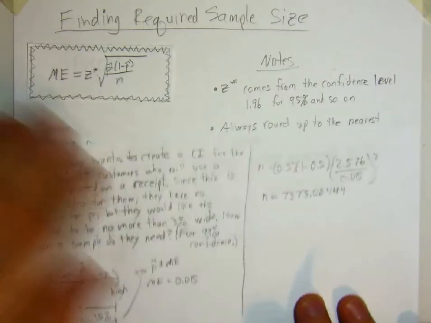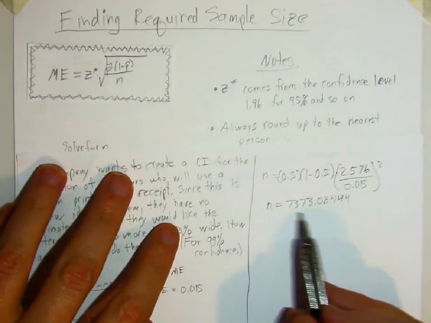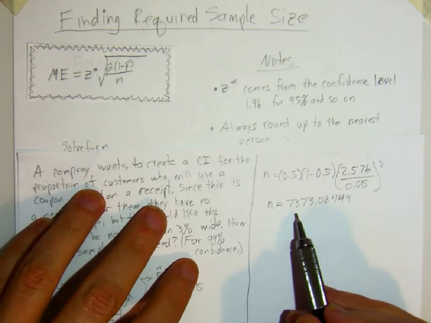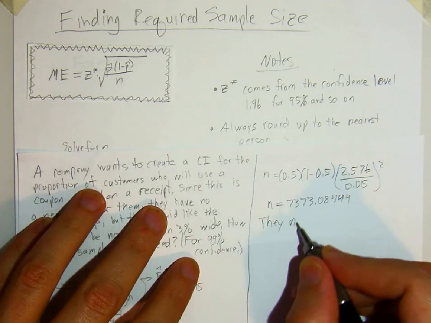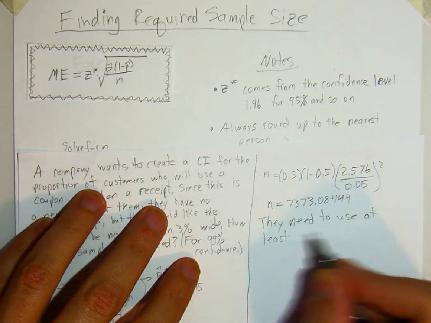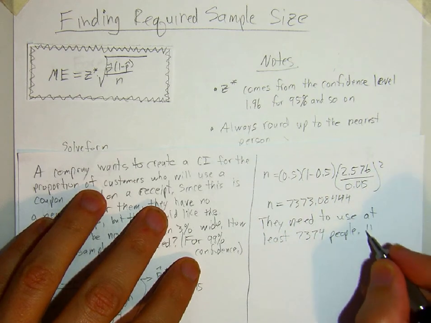But this other note here, always round up to the nearest person. You need 7,373 and a tiny fraction more of a person, so they need to use at least 7,374 people. That's it.